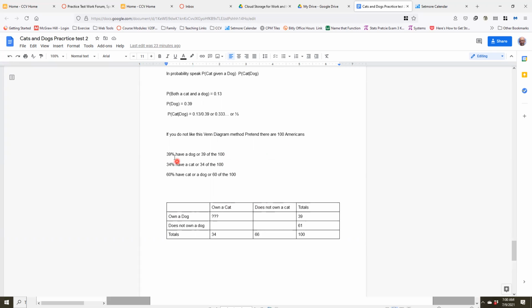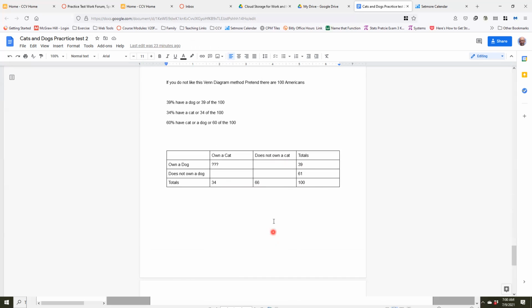If 39% of them own a dog, that's 39 out of the 100. So own a dog, I put the 39 here. Own a cat, well, that's 34, I put that there. And I know that 60% own a cat or a dog. So I couldn't really apply that here yet. But what I did know, if there's 100 Americans and 39 of them own a dog, 61 don't, 100 minus 39. And the same thing here, 34, 100 minus 34 is 66.